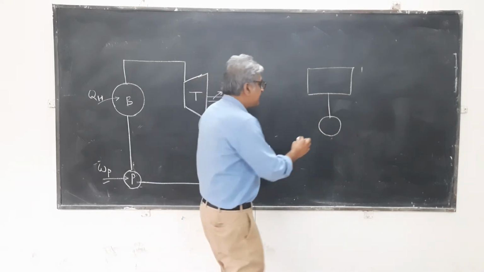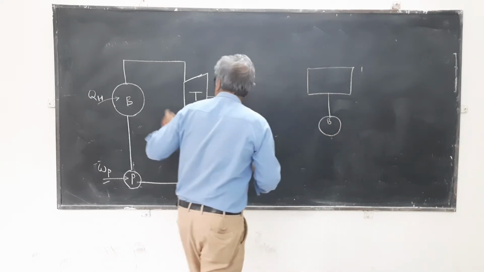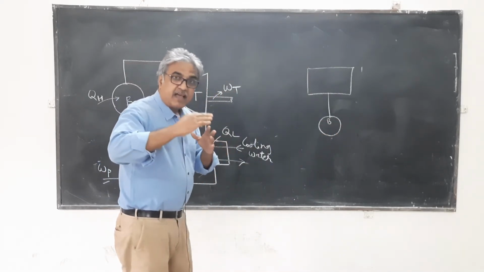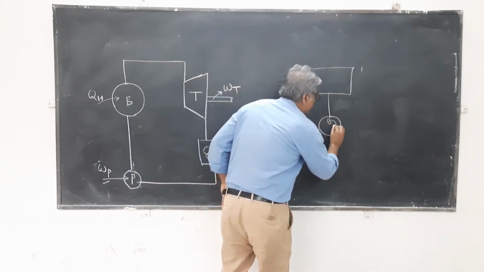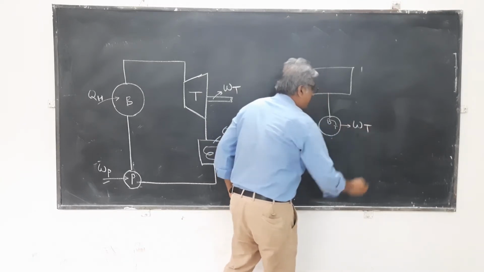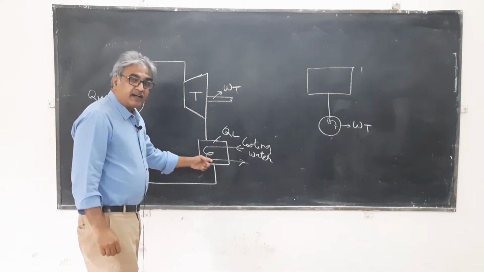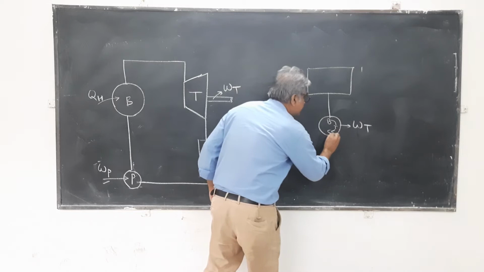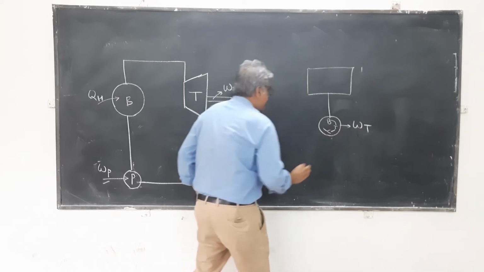Then the heat is given here in the boiler, right? From there the steam goes to the turbine, and from there you get work. I am just writing B, it is going to T, and you get work, shaft work. From the turbine, the steam is going to the condenser. So, here it is C, right?